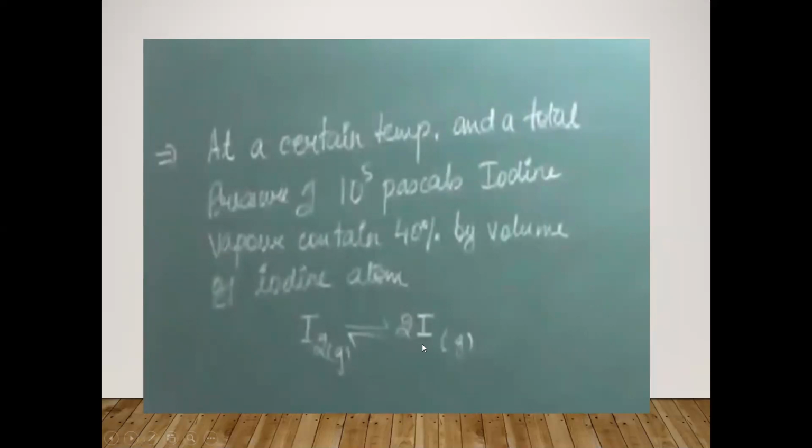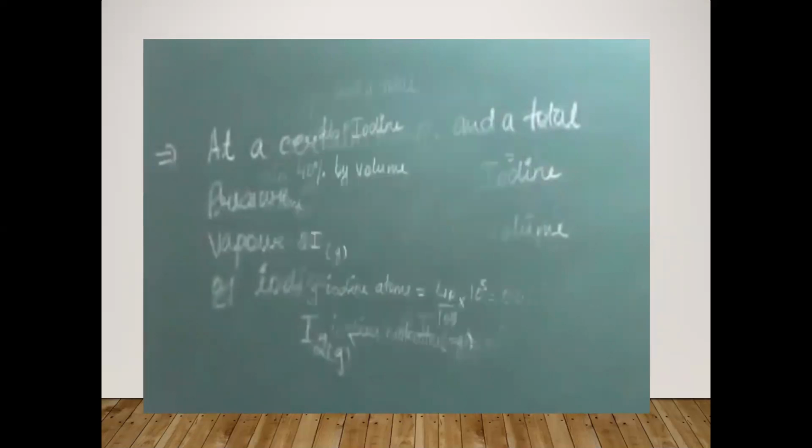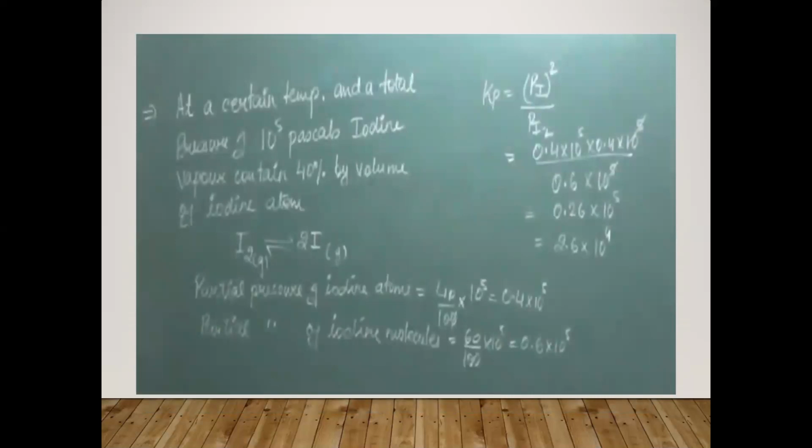So what he is saying is that the total pressure is 10 to the power 5 and iodine vapor contains 40% by volume. 40% by volume. So what will we do? It means the partial pressure of iodine atom, which is 40%, बोला ना उसने, तो 40/100 किसका 40%? 10 to the power 5 का, total pressure is 10 to the power 5. So the partial pressure of iodine atom will be 40/100 into 10 to the power 5.